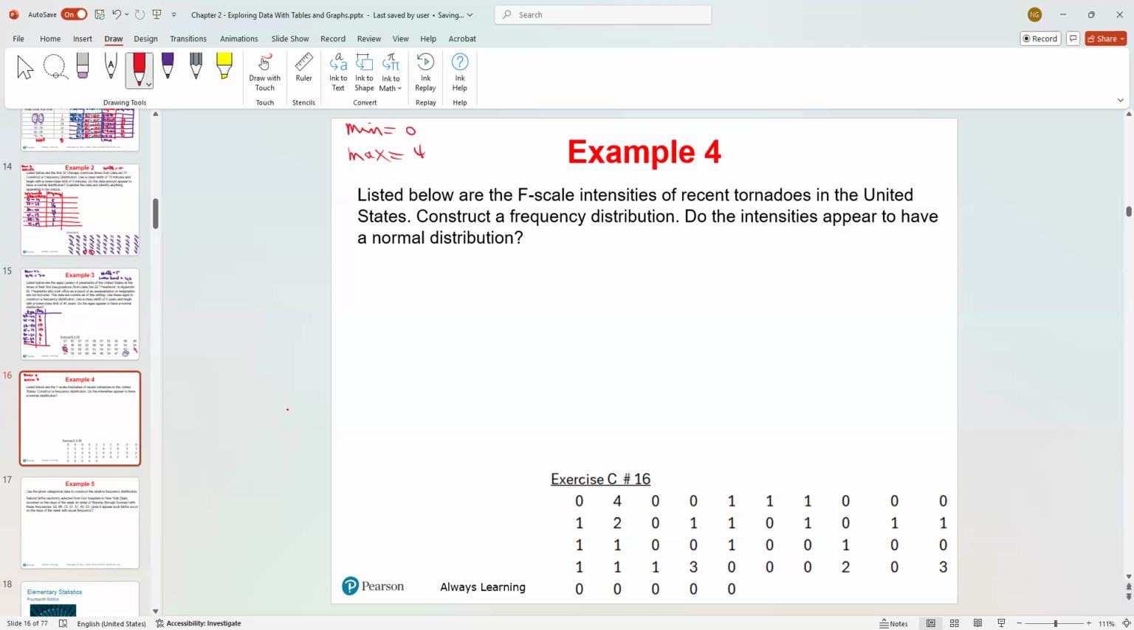So all you need to do is construct a frequency distribution for the F-scale intensity of recent tornadoes in the United States. Construct a frequency distribution. So we said tornado, F-scale.